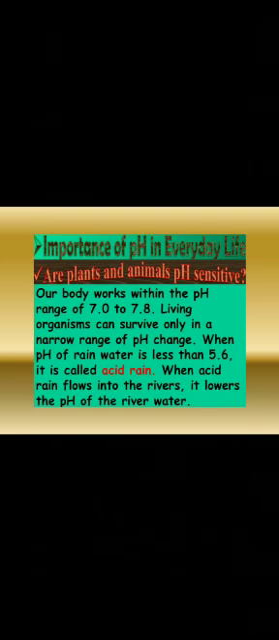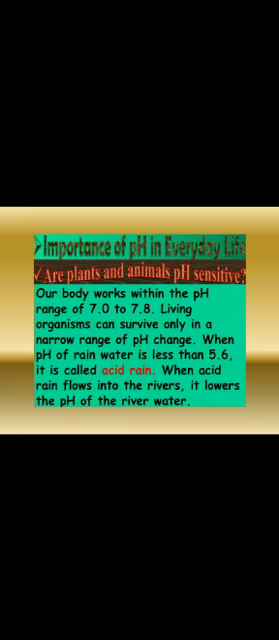Now, what is the importance of pH in everyday life? All plants and animals are sensitive towards pH. Our body works within the pH range of 7.0 to 7.8. That is, living organisms can survive only in a narrow range of pH.